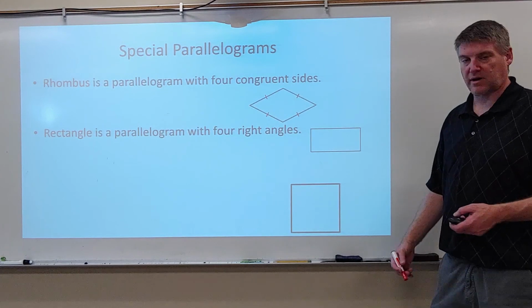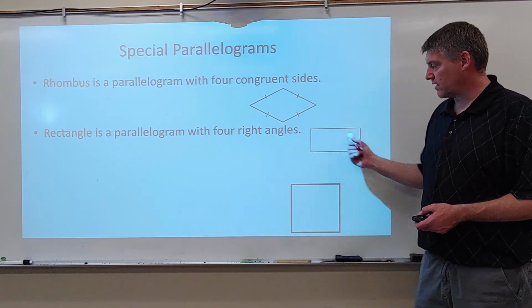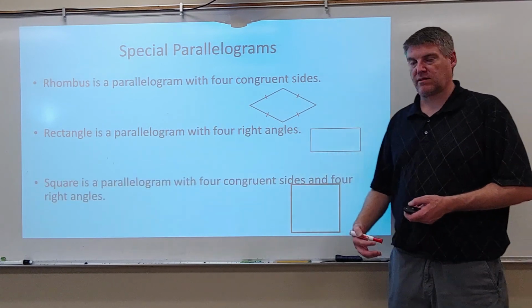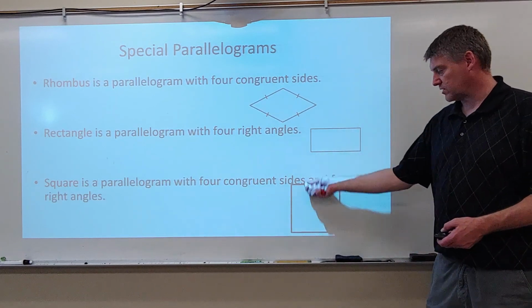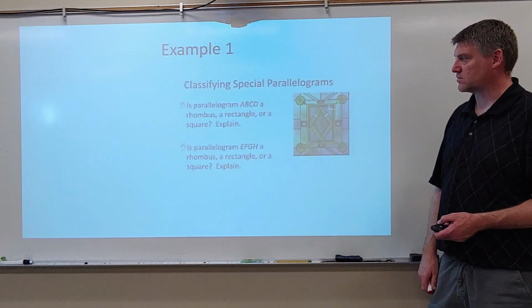A rectangle is a parallelogram with four right angles. And a square is a parallelogram with all sides congruent and all angles congruent. So four sides are congruent and four right angles.